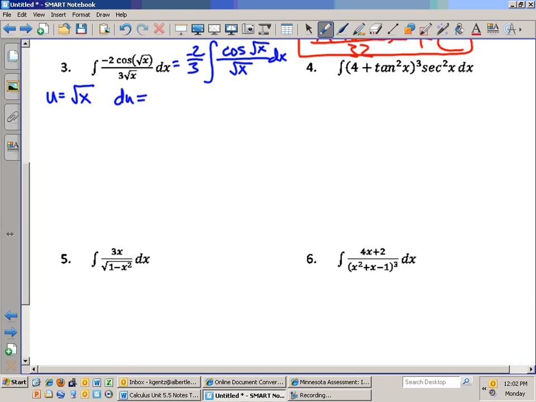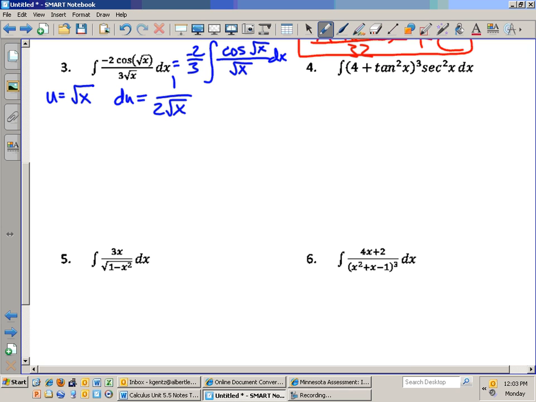It's okay, you guys. You're all making the same mistake. Let's watch this. It's x to the 1/2. The derivative is equal to 1 over 2 times x to the negative 1/2, which would be 1 over 2 x to the 1/2 is what we get, or 1 over 2 square roots of x. So the derivative in this situation is 1 over 2 square roots of x. So that's what du is.